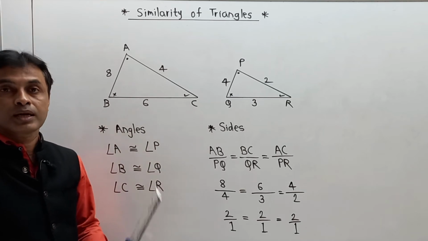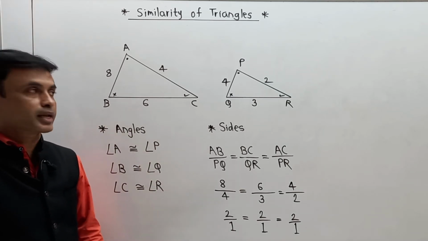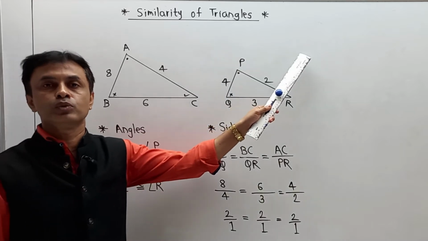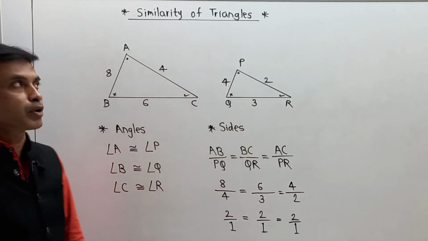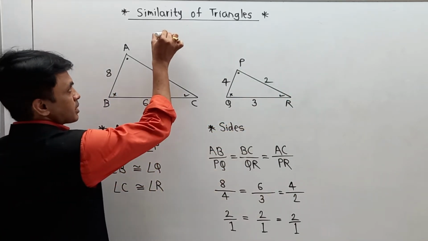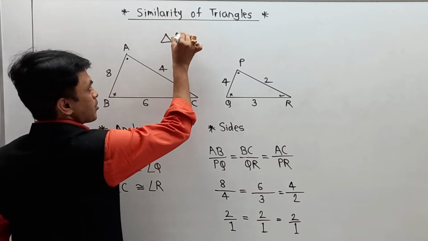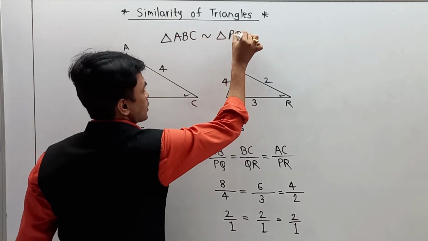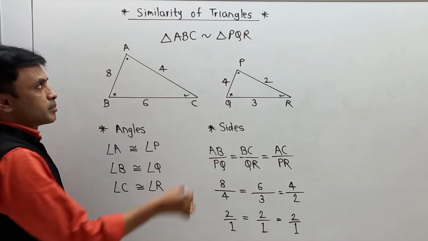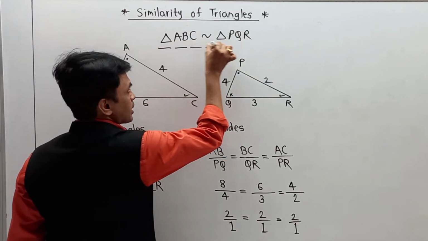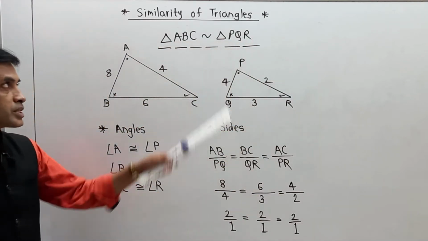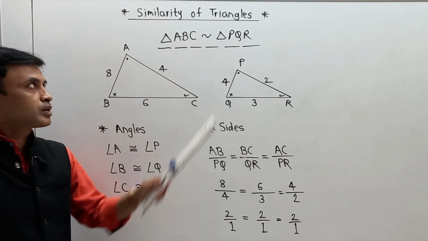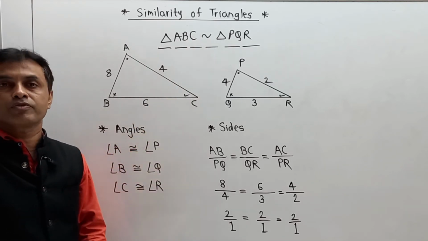Now the main part: how to write similar triangles. You are not supposed to write in words that triangle ABC is similar to triangle PQR. There is a symbolic presentation, and this is the method by which you can write it. So this is the symbol. A horizontal type of S is the symbol of similarity.